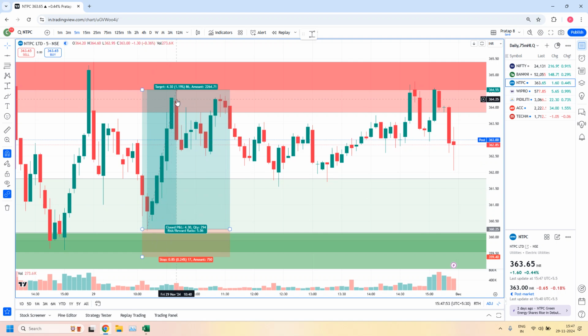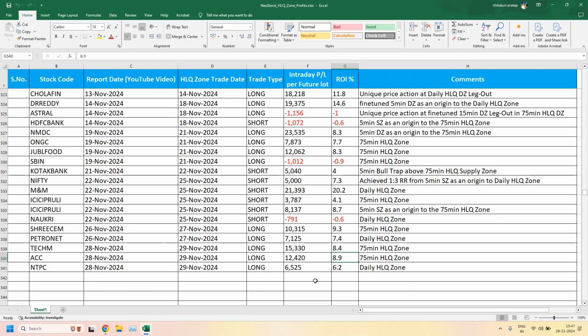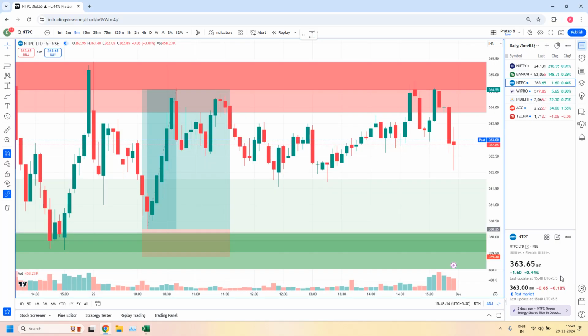That means exactly in half an hour, 30 minutes, our trade is completed. And what is the profit NTPC has given? NTPC has given 6,525 rupees profit, which is 6.2% ROI. See, all these ROIs are above our average intraday ROI, 6%. And many of these ROIs are beyond this month. They gave you very good profits. So this is about NTPC.